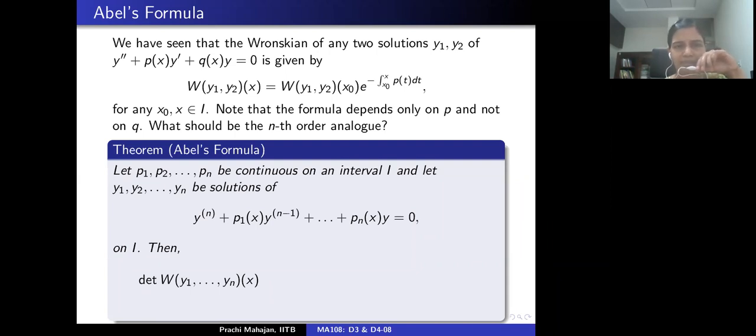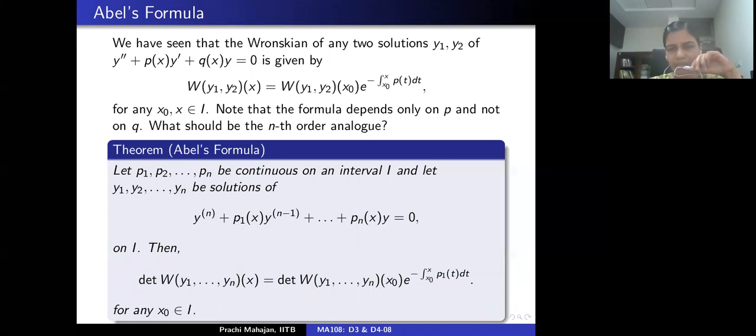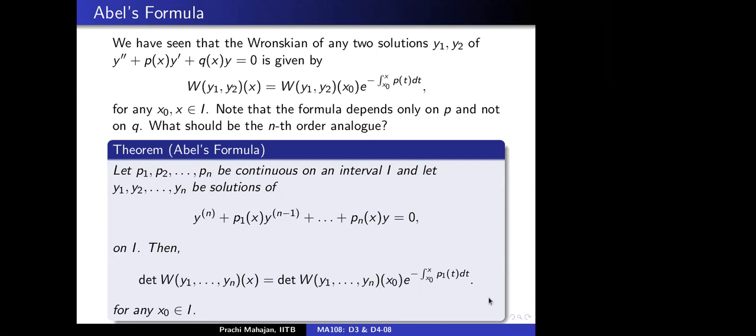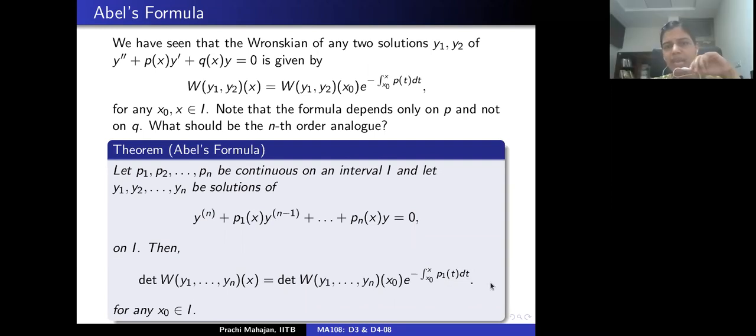And suppose that y1, y2, ..., yn are n solutions of this homogeneous differential equation on the interval I. Then the Wronskian of y1, y2, ..., yn at any point x is the Wronskian determinant of y1, y2, ..., yn at some fixed point x0 times an exponential. Yeah, and again, this exponential depends only on p1, which is the coefficient of the (n minus 1)th derivative here. This formula depends only on p1 and not on p2, p3, all the way up to pn, right?